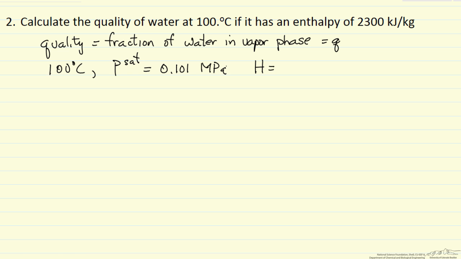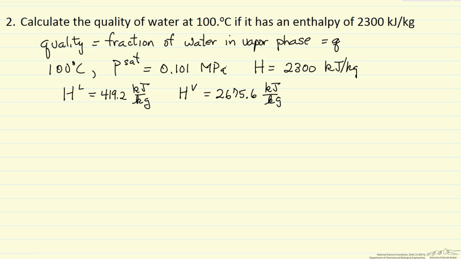At this condition, the enthalpy is 2300 kilojoules per kilogram. So what we want to look up is what's the enthalpy of the liquid and what's the enthalpy of the vapor at saturation conditions. We'll get those from the steam tables. These happen to be from a thermodynamics textbook by Elliott and Lira, but similar values can be found in lots of steam tables.